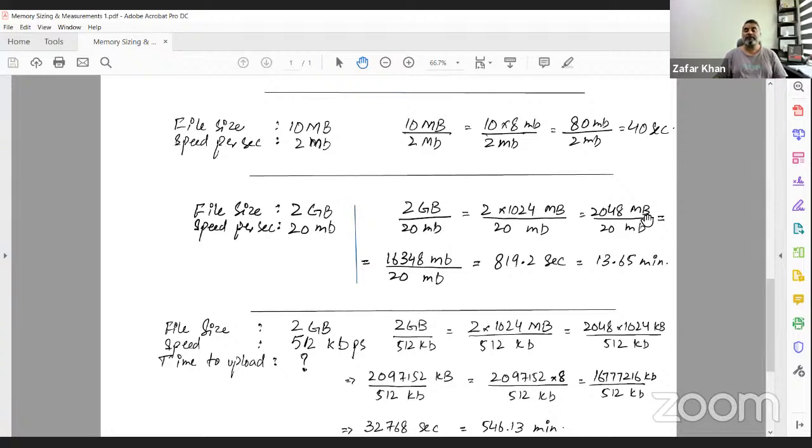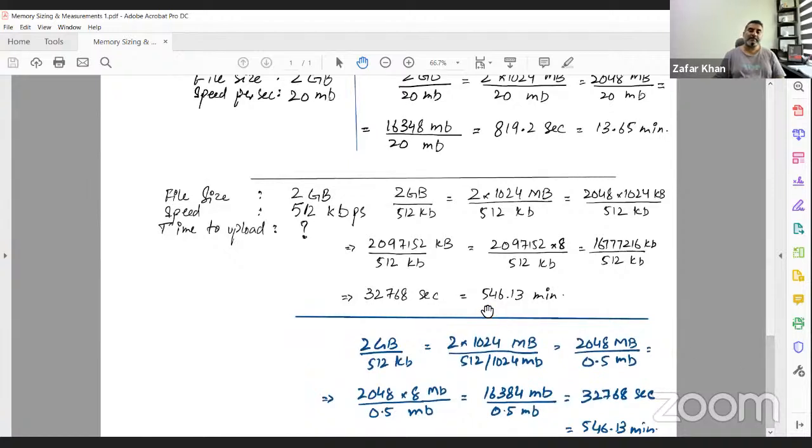Now the mega factor is equated. Now we have to convert this byte into bits. So for that, we will be multiplying 2048 by 8. That will give us 16,384 megabits. And now megabits for the file size and megabits for the speed are equal. So we will be simply dividing and it will give us 819.2 seconds. And if we divide those seconds by 60, we will have 13.65 minutes.